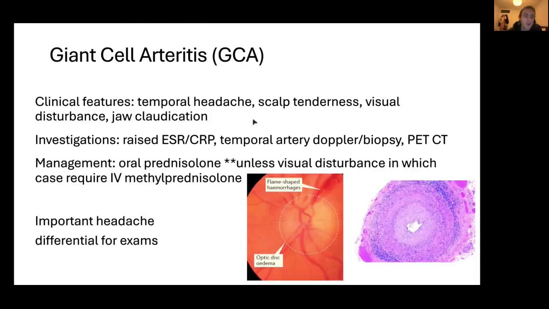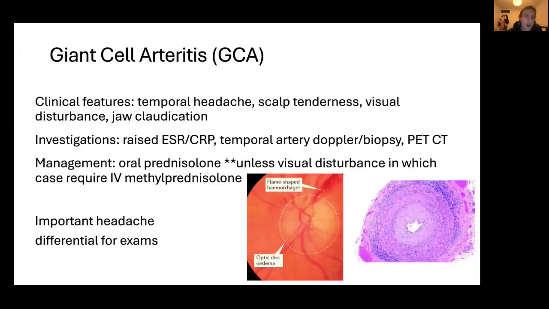So the usual pattern is this unilateral headache, scalp tenderness, and it responds very quickly to steroids. And it's strongly associated with polymyalgia rheumatica. So we won't touch on PMR, polymyalgia rheumatica, in this session, but remember it's very strongly associated with that.